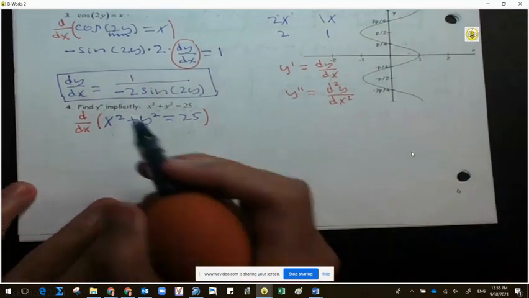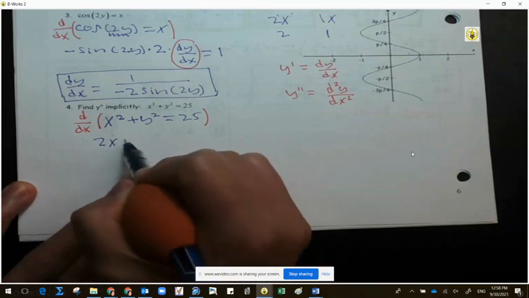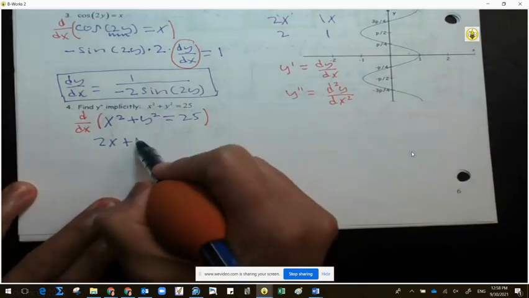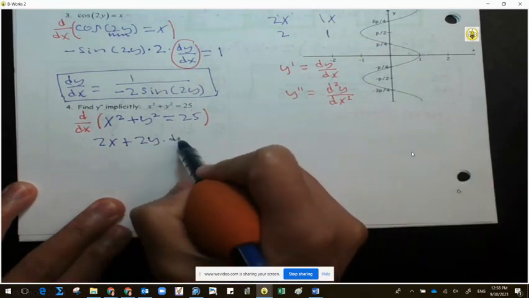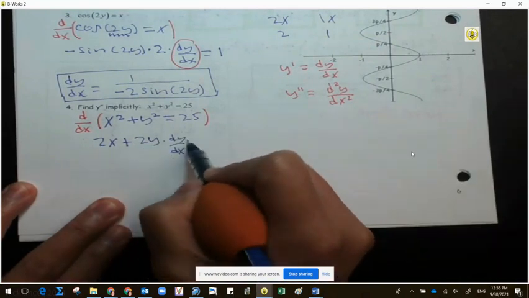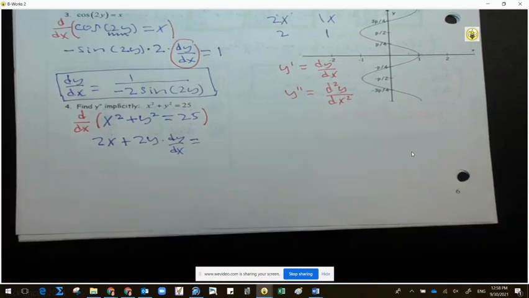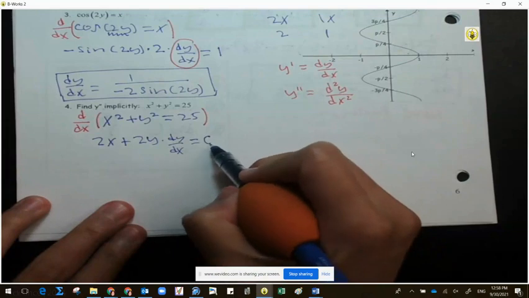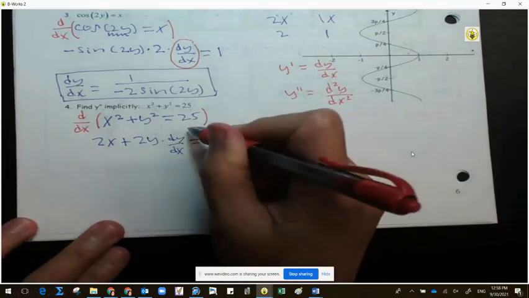What is the derivative of x squared? 2x. And then what is the derivative of y squared? Now, anytime you derive something with the y, we have to say dy over dx, because at some point we have to solve for that, so it's got to be that. And the derivative of any constant is what number? 0.